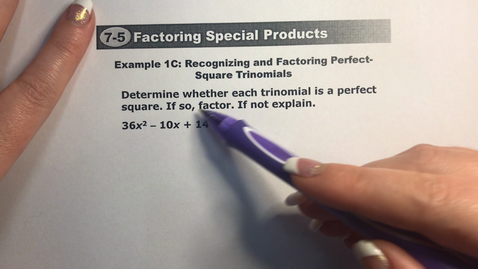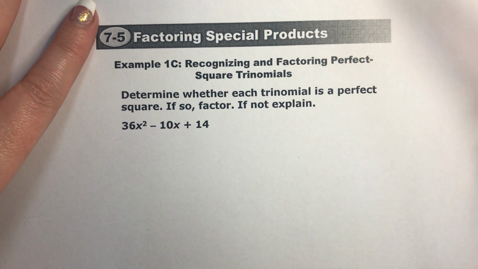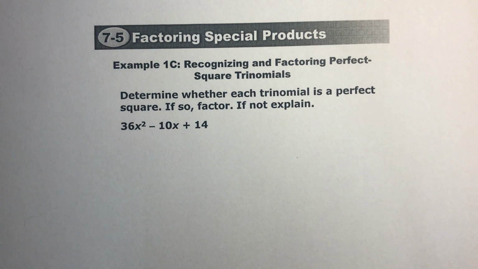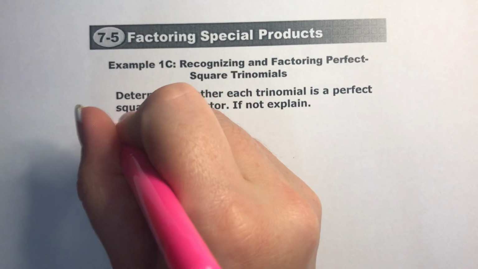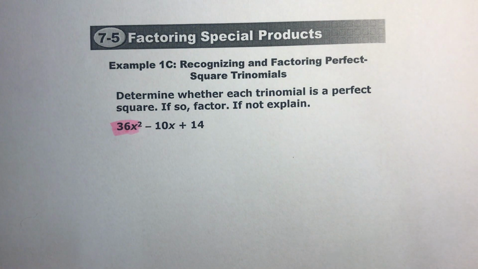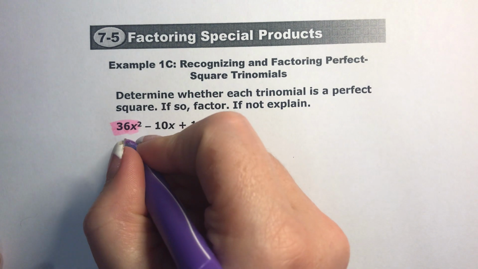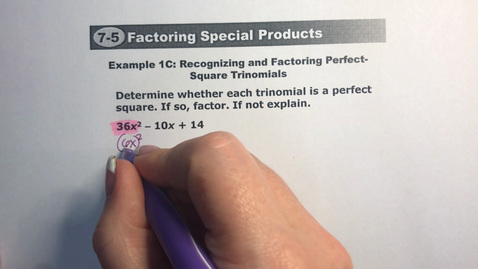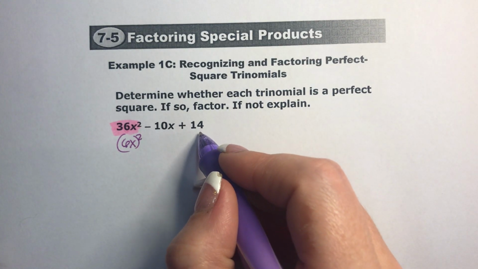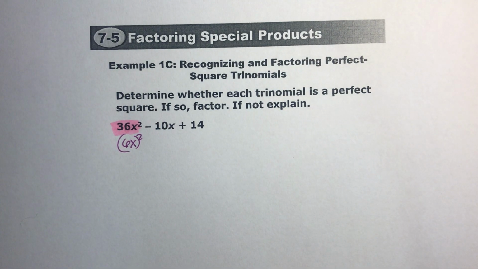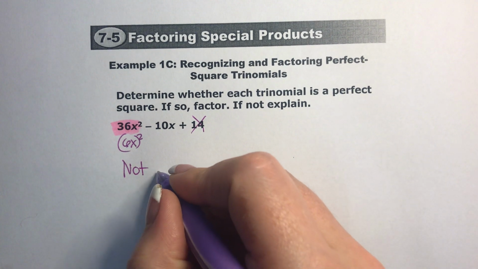Okay, so we're on this one, right? Determine whether each trinomial is a perfect square. If so, factor it. If not, explain. Okay, cool. So we look at the first term and the last term, right? Is this a perfect square? Yes, it is. 36x squared is the same thing as 6x squared. 6 times 6 is 36. x times x is x squared. Is 14 a squared number? 14 is not. So this is not a perfect square.